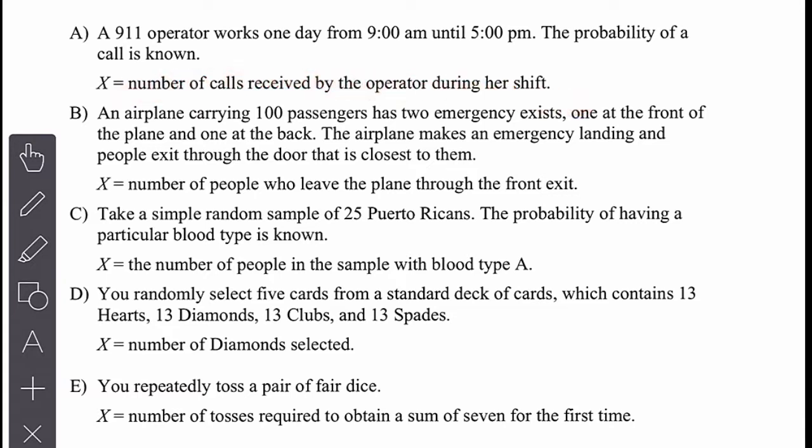From here you can extract what a success is, or what they're attempting, anyway, how you could possibly frame this as a binomial. X is the number of calls received by the operator during her shift. So we have to get from that the success and the number of trials. Success is a call received, I guess, could say that, by the operator during her shift.